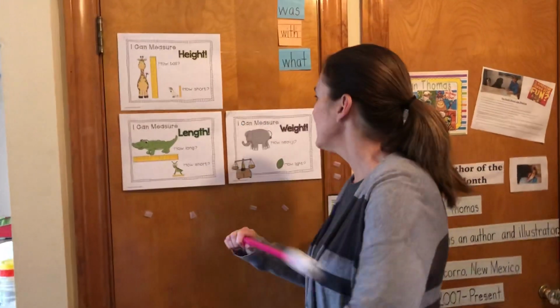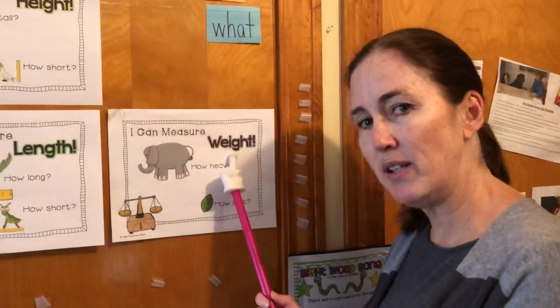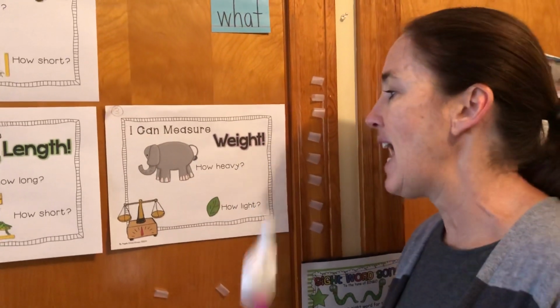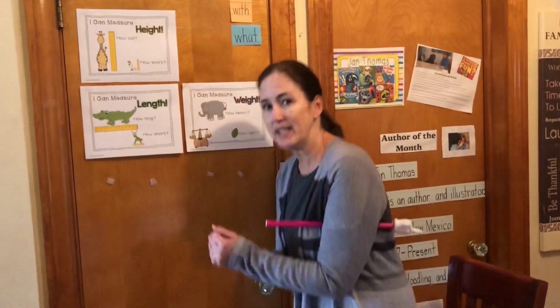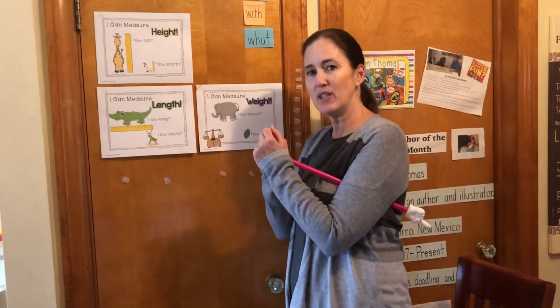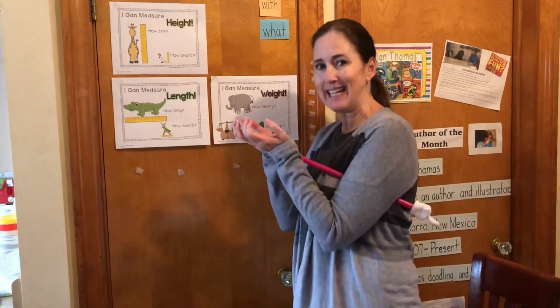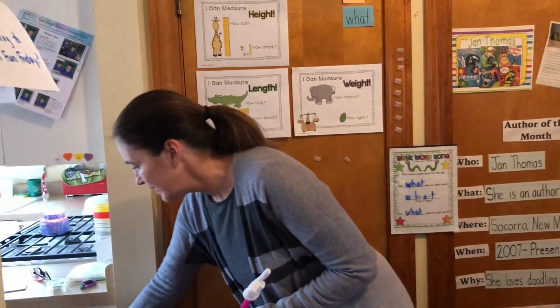Awesome. Yeah, the other day we learned about this one. Does anybody remember what this one is called? Right, it's called weight. And weight shows us how heavy something is or how light it is. Can you try it? Weight tells us how heavy something is or how light it is. Awesome. I have a new one today.